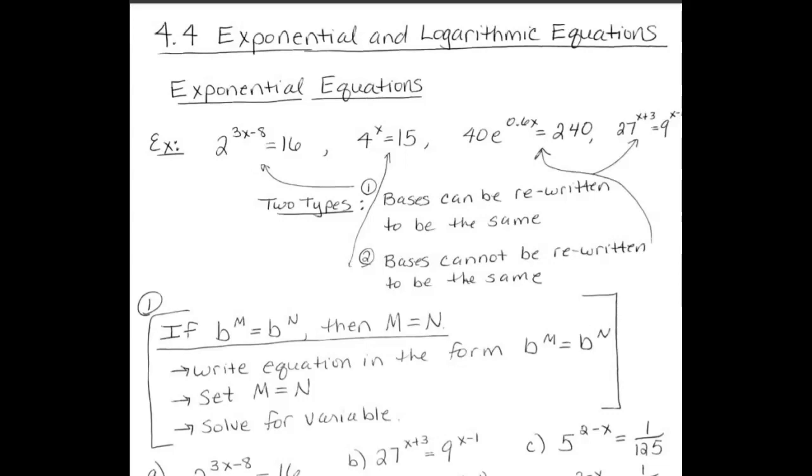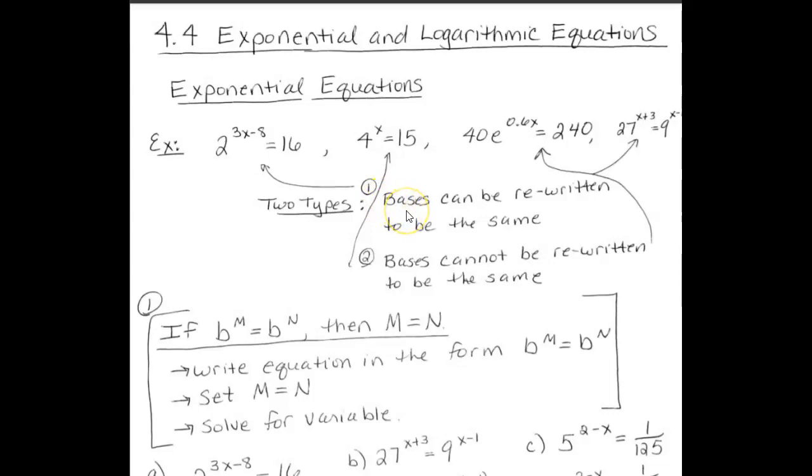So we're going to start with the exponential equations. Here are a few examples of what these may look like. All of these equations involve at least one exponent that contains a variable. There are two basic types. Which type we have will depend on the method or the process we use to solve.